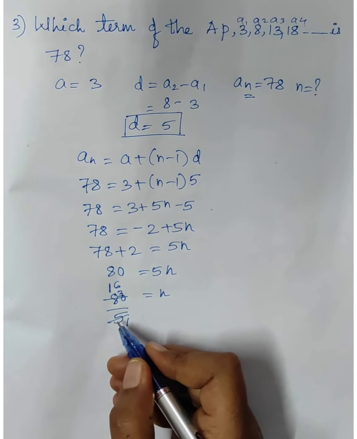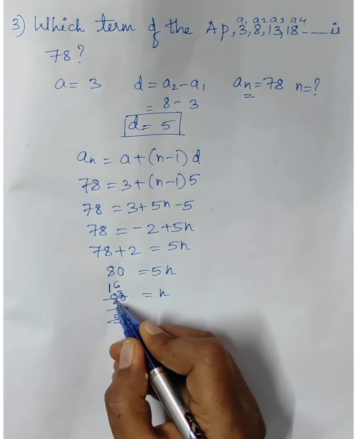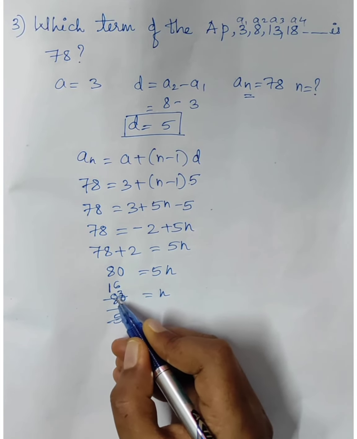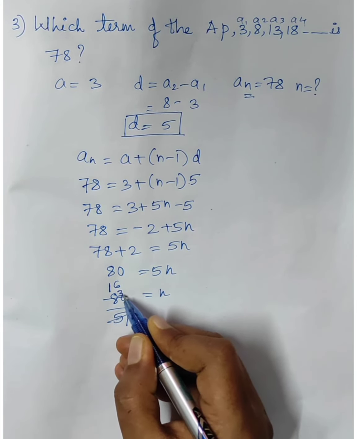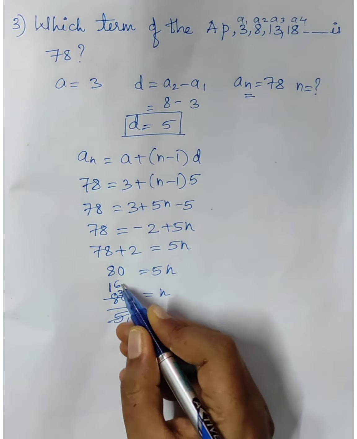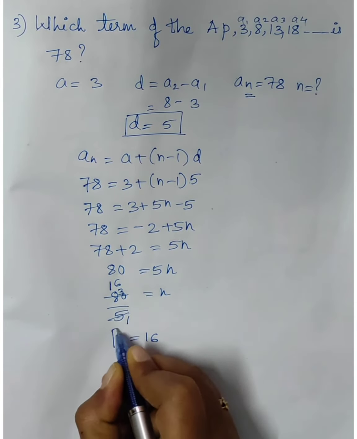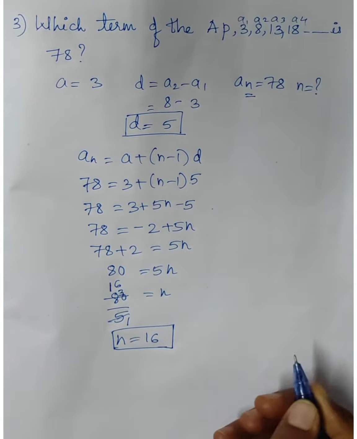Okay. See, once again I am going to tell this simplification. 5 ones are 5, and from 8 I am going to take 5. How many remain? 3 remain. So here it is already 0. So it becomes 30. So 5 sixes are 30. So what is the value of n? It is 16. n is equal to 16.